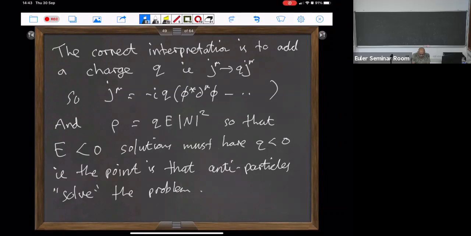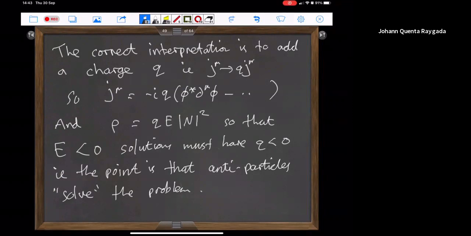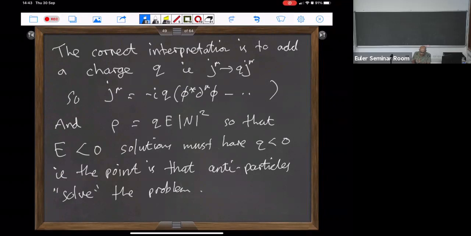So in order for rho to remain positive, we would then require that the negative energy solutions correspond to negatively charged particles, and vice versa. So the point is that having positively charged and negatively charged particles present would solve the problem. And if we call the positively charged particles particles and the negatively charged particles antiparticles, then the point is that antiparticles solve this problem.